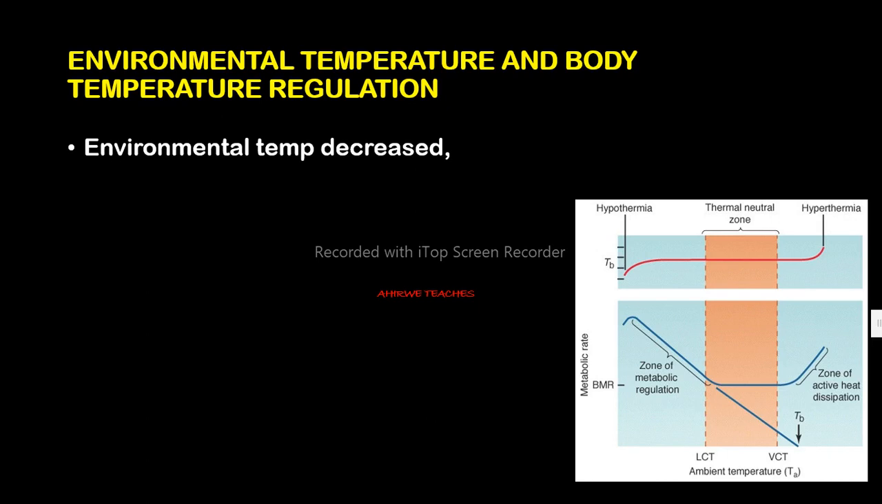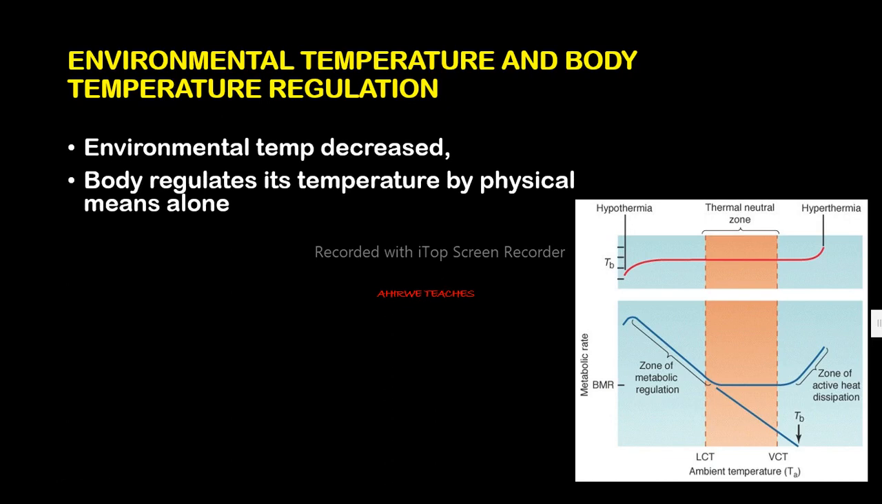Okay? Yes. So let's see what actually happens. So if the environmental temperature is decreased, obviously the body temperature is regulated mostly by the physical barriers. That's when you will start shivering. That's when there will be vasoconstriction. That's when the skin hair is going to stand due to contraction of the erector pili muscle. You remember all those physical means.